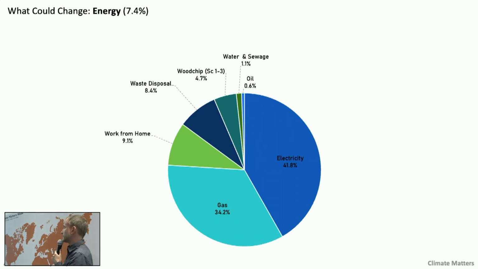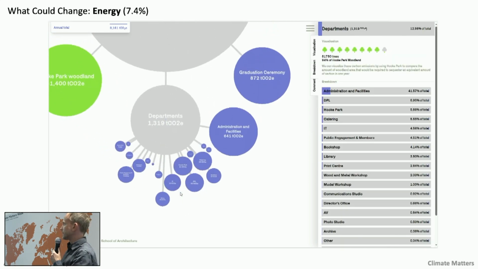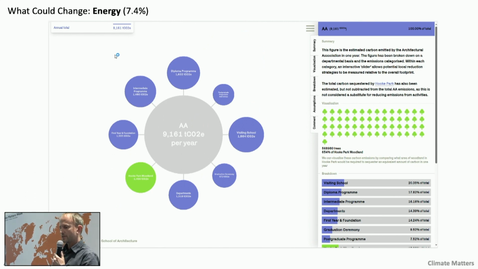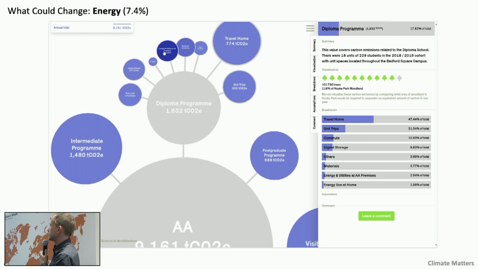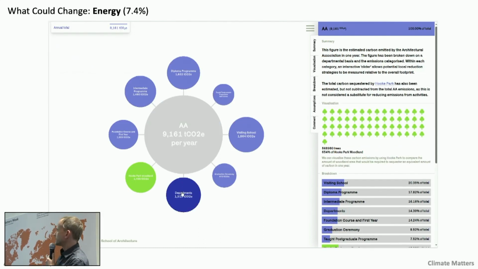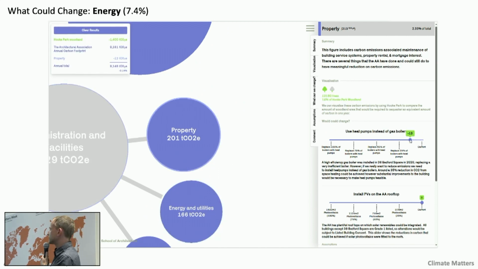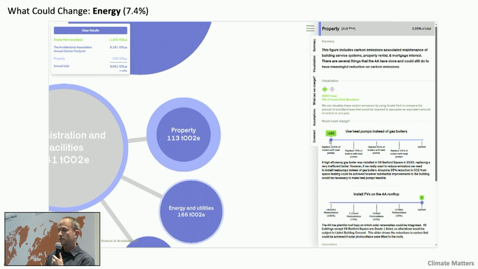Okay, so the second section is energy, gas and electricity that we use in our buildings for heating, cooling, lighting, and the machines. So you can go to the website and you can go to any of the departments. You can go into any of the programs and you can find the energy area, and you can look at the effects of retrofitting that portion of the building, that unit space or that studio, for the diploma school or for the intermediate school and so on. And you can look at another way we programmed retrofit is through the facilities node and the properties node. We've put in the effects of changing the gas boilers over to heat pumps or installing photovoltaic panels on the AA rooftops.